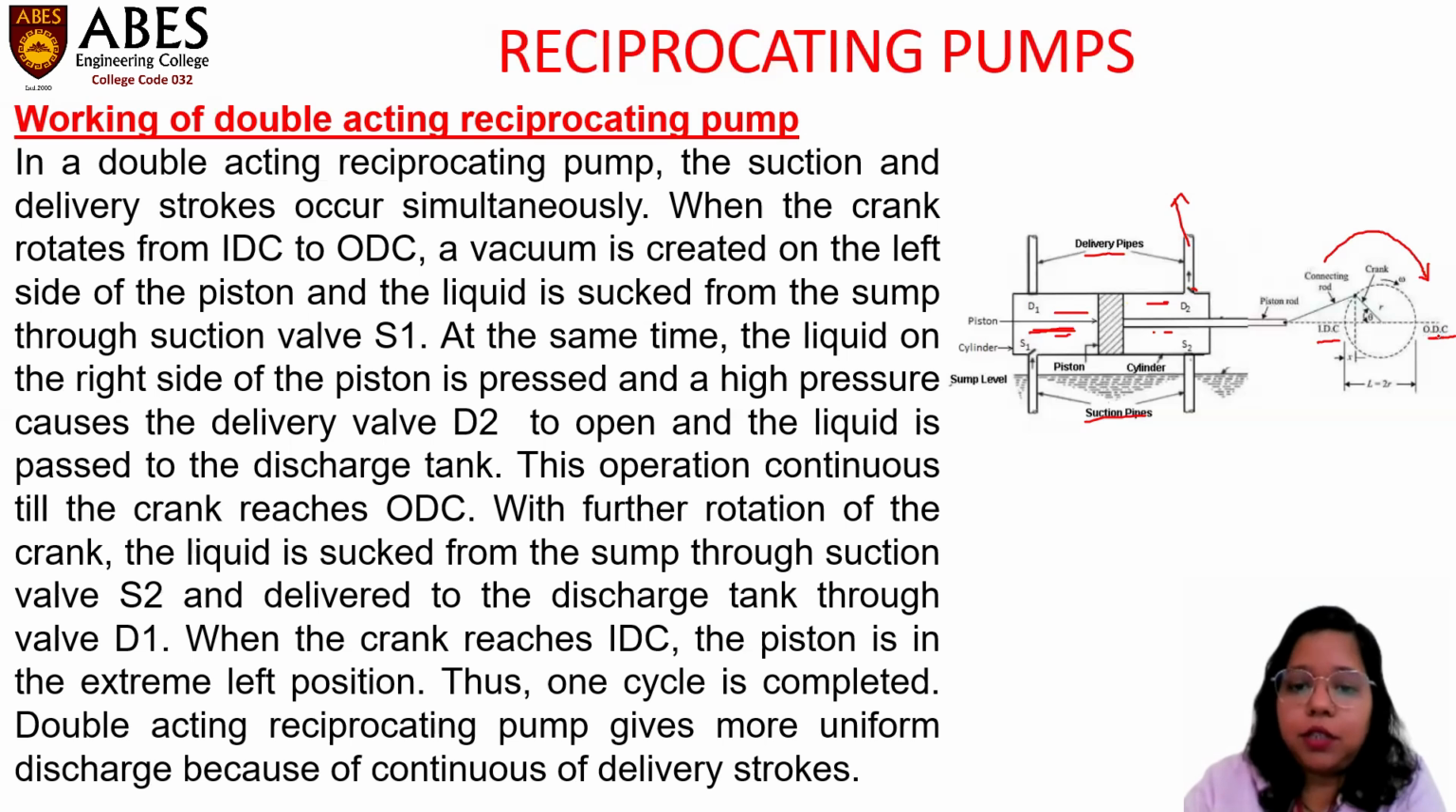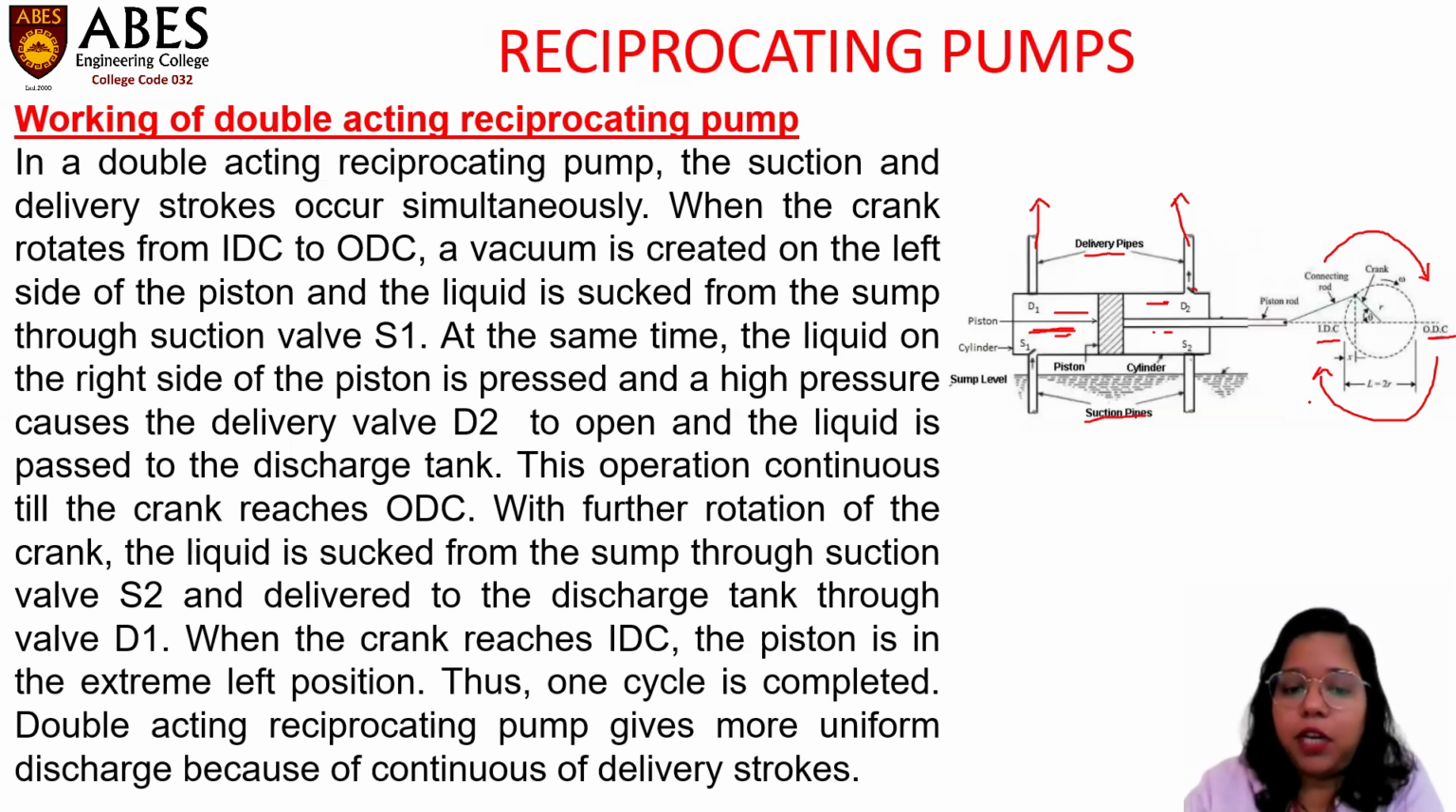Now with further rotation of the crank, the liquid is sucked from the sump through suction valve S2 and delivered through delivery valve D1. When the crank reaches IDC again, 180 to 360, the piston is in the extreme left position. Thus one cycle is completed here.